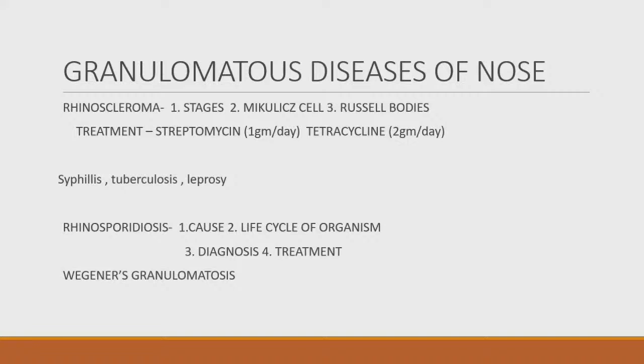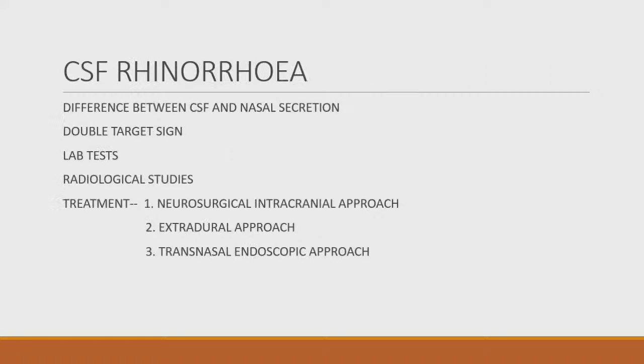Wegener's granulomatosis is also an important granulomatous disease of the nose. It is a necrotizing vasculitis, and lung and other features like kidney involvement can also be seen. Various amounts of destruction of the nasal structures can also be seen here.